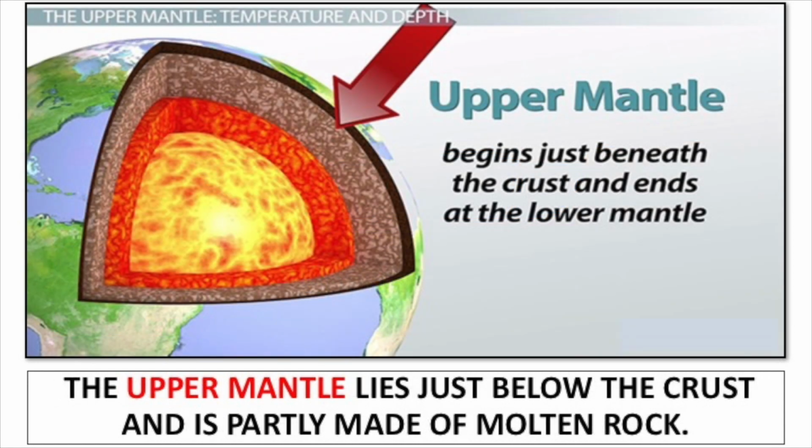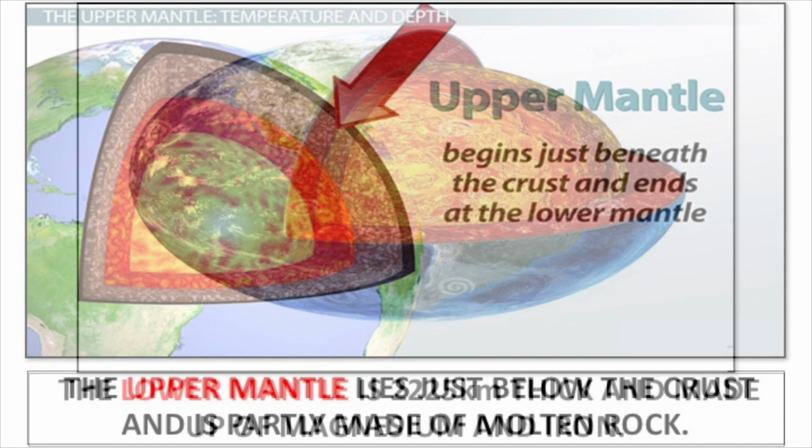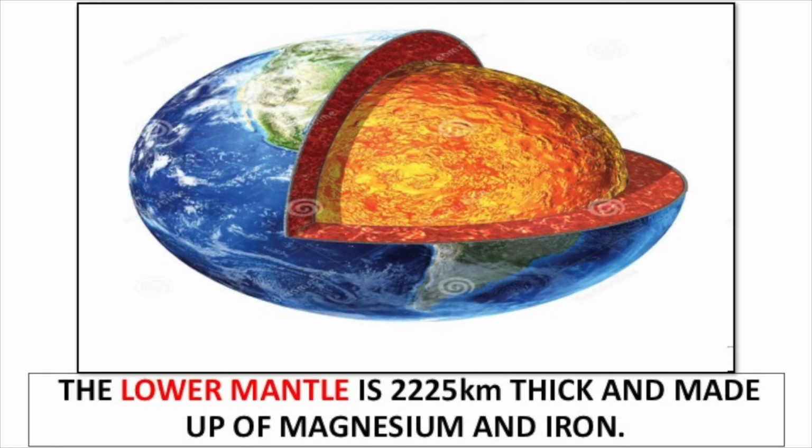The upper mantle lies just below the crust and is partly made of molten rock. Yes, that's when, if ever you see a volcano, if the volcanoes erupt and all of that hot liquid comes out of the volcano, the lava, it comes from the upper mantle. That's this area of the Earth here. But see, if we cut away the Earth, we can go inside, and each time it gets hotter and hotter. So the next stage, the lower mantle.